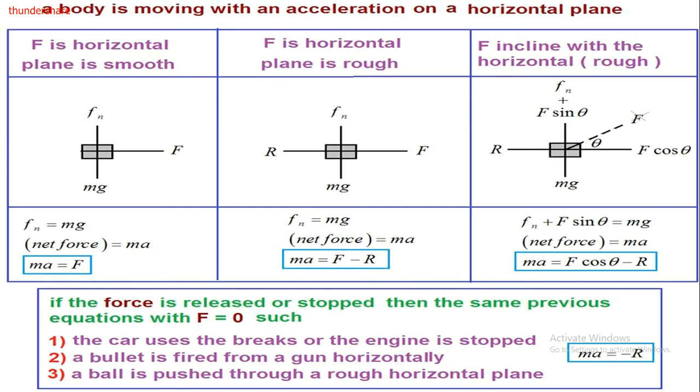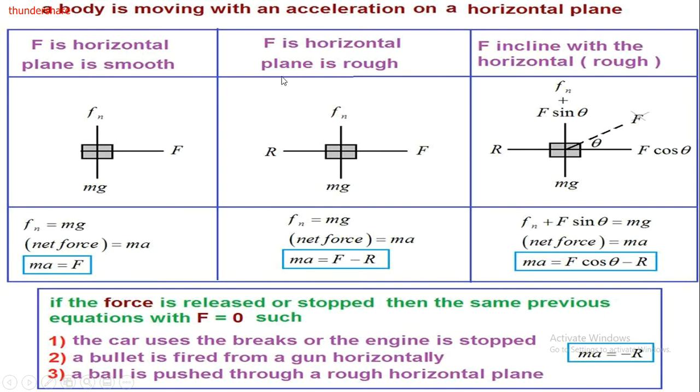These are special and famous cases for Newton's second law. If the force is horizontal and the plane is smooth, as you can see in the first case to the left, of course the body is not moving either upward or downward, so mg equals F normal, and we don't care about this part. We care about the net force. The only force acting here is F, so net force equals ma, and then ma equals F.